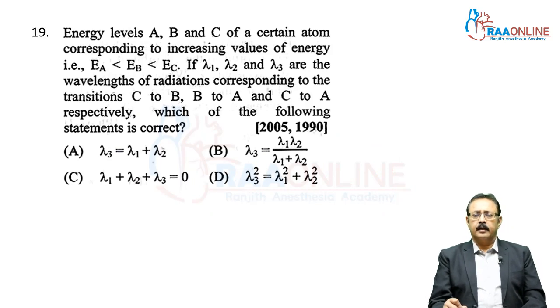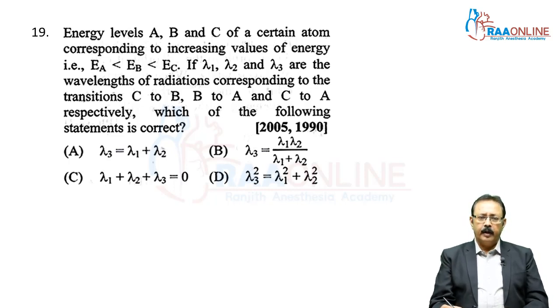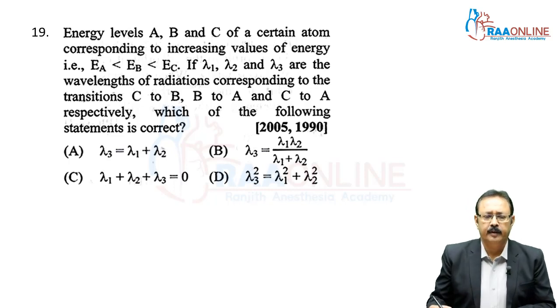Next, it is 2 times they asked, once in a 1990 AIPMT, after that in 2005, after 15 years again they repeat the same problem. Energy levels A, B and C of a certain atom corresponding to increasing values of energy, means low energy level A, high energy level B, after that third energy level was C.